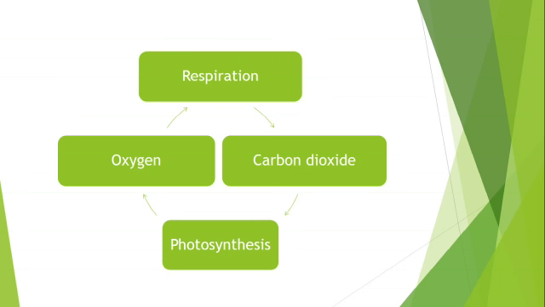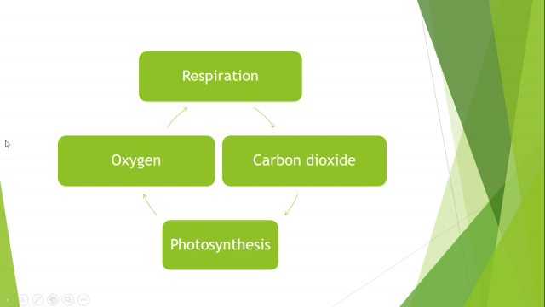Now, there's a diagram that illustrates the link between respiration and photosynthesis. Like I said, the processes of photosynthesis and respiration need each other. The oxygen that is released during the process of photosynthesis is used during the process of respiration. During the process of respiration, carbon dioxide is released. And the carbon dioxide that is released during the process of respiration is needed for the process of photosynthesis.